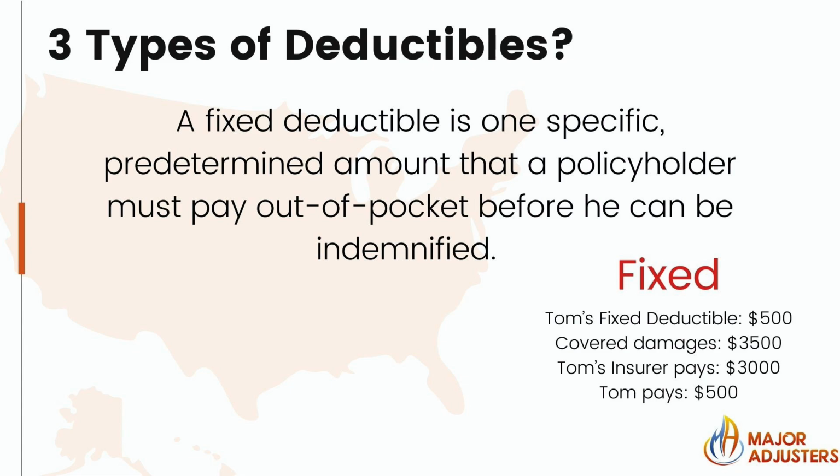Let's say Tom's car suffers $3,500 worth of damage, and he has a $500 fixed deductible on his auto policy. Tom will receive $3,000 from the insurance company because of his fixed deductible. So they want you to pay that to however you pay it to get the work done.